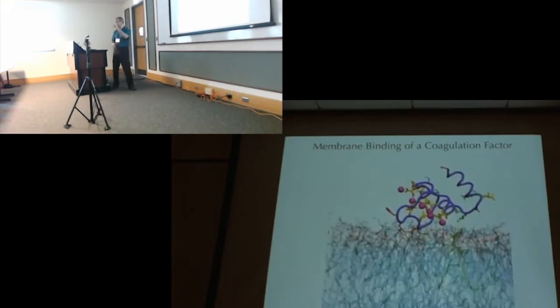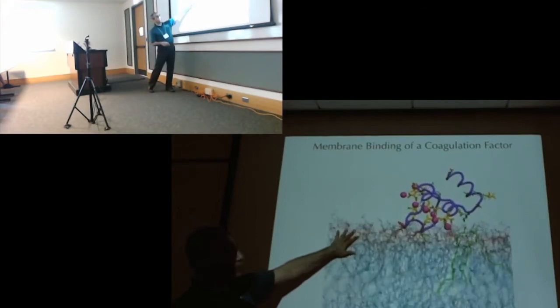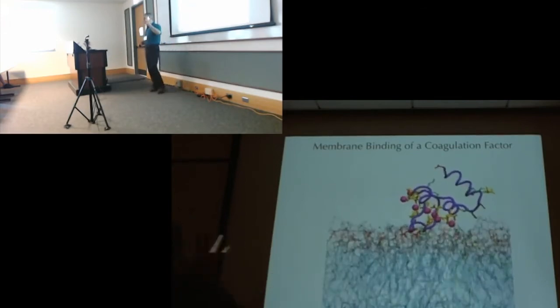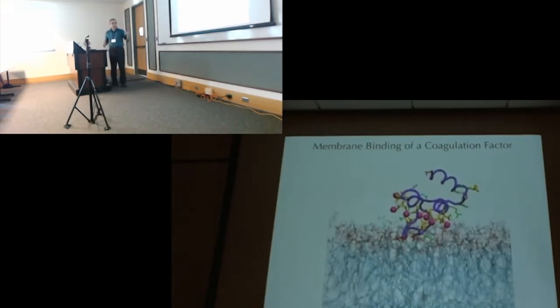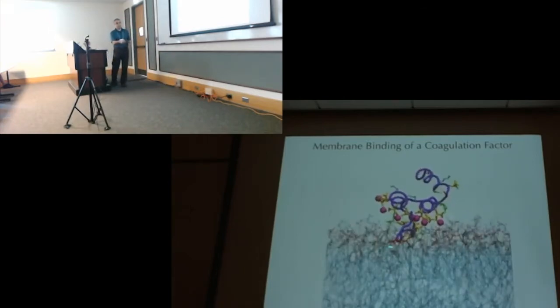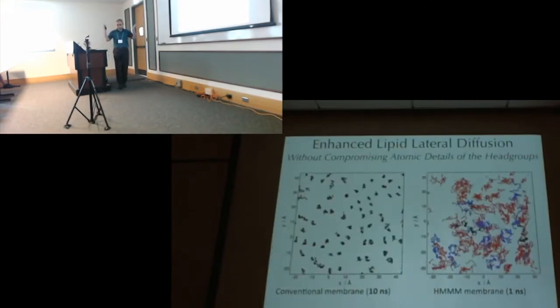But that was a single simulation. We were never happy with the statistics. We had to use 100% of this negative lipid in this simulation to have enough sampling. So we were never happy with the sampling, the reason being that lipids are moving very, very slowly. So then we did this HMMM model.